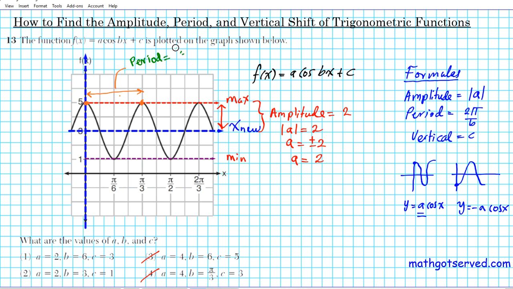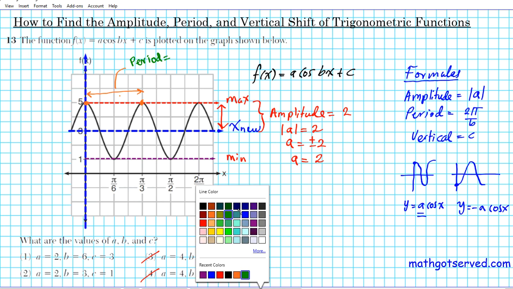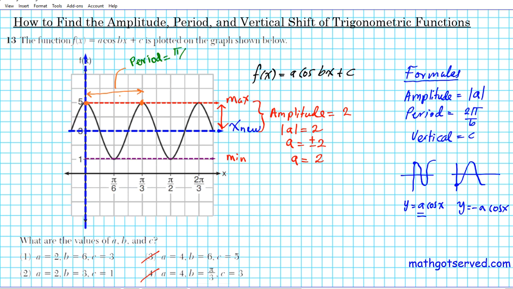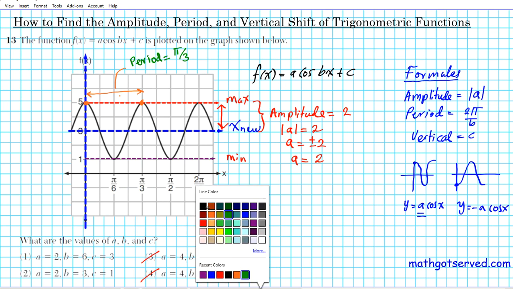Okay, counting my units. If you look at the calibration of our x-axis, 1, 2, 3, 4, 4 tick marks is equivalent to pi over 3. So the period in this problem is pi over 3. That looks better now. So we know what our period is, pi over 3, and we can use that to find the b value.